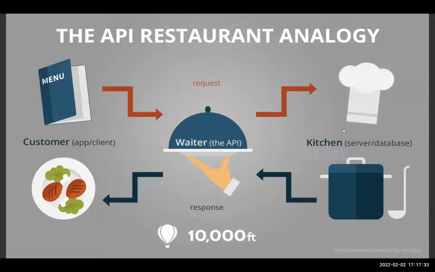Cool. And so this is a visual representation of the API right here. You have the customer, which is the app or client in this case, the front end. In the middle, you have the waiter, the API that communicates between the customer and the kitchen. As you can see right here, there's the whole menu and the customer, who is the client. And from the menu, you can order different types of food. And the API is the connection between you as a client and customer versus the kitchen and the server.